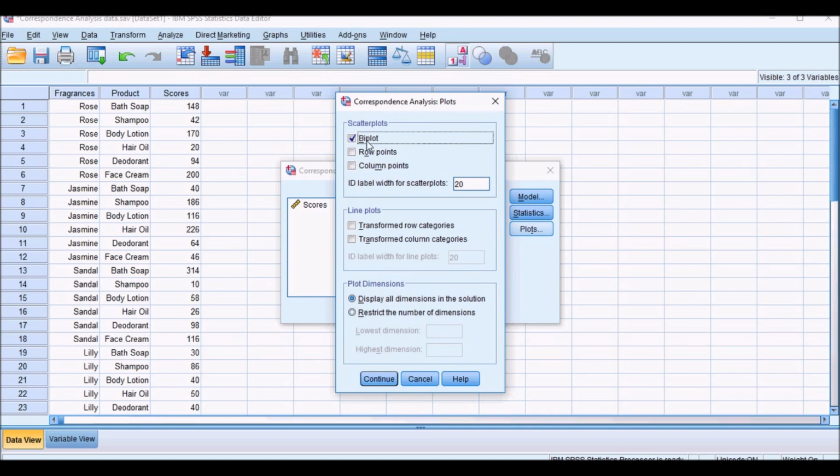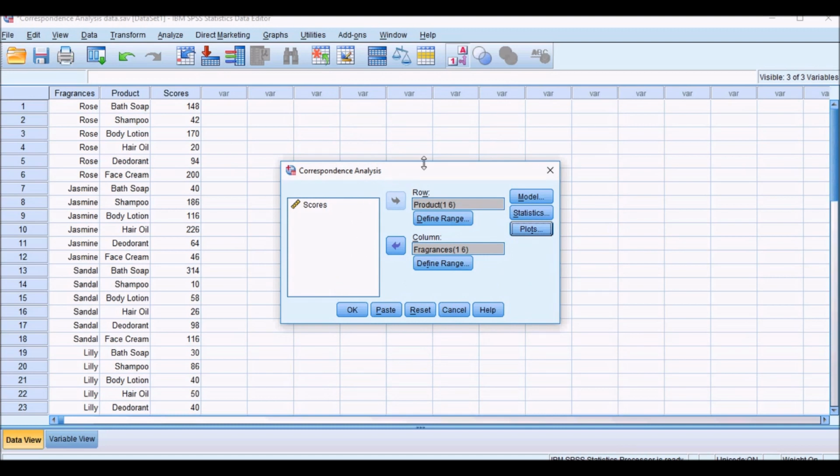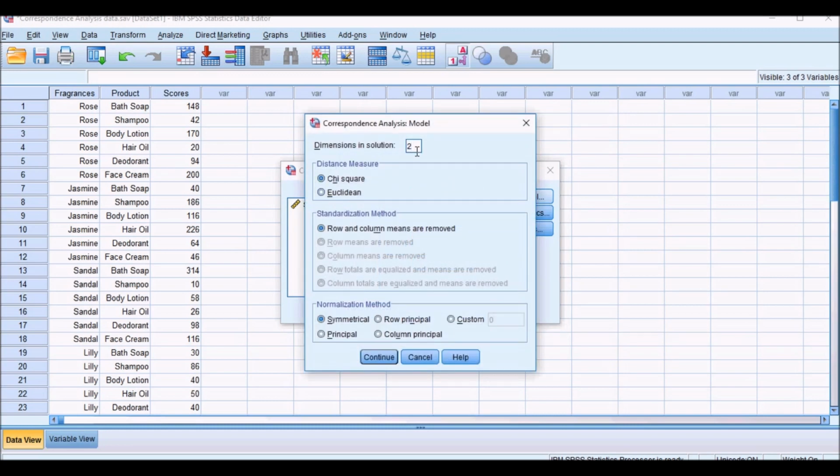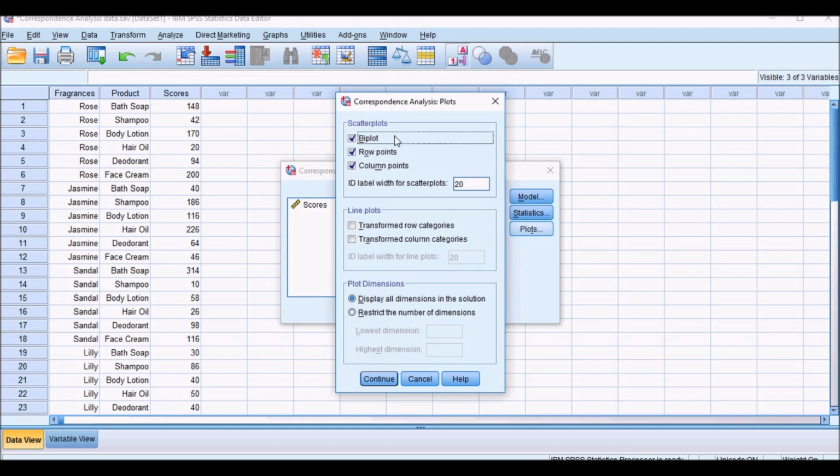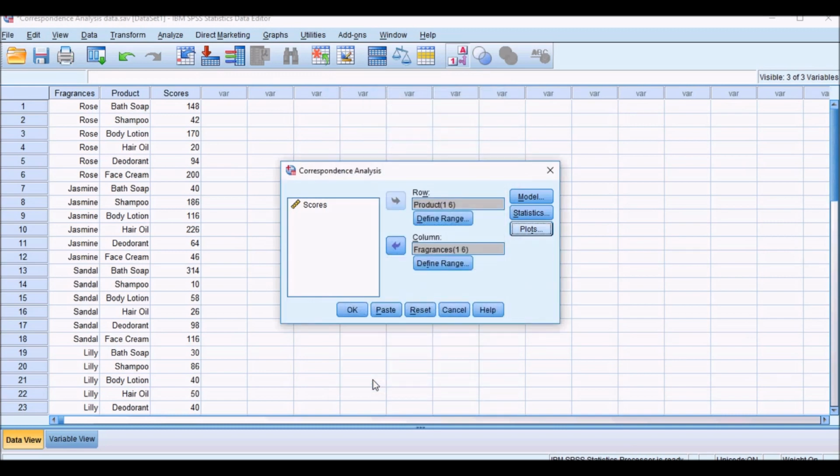Biplot. A biplot is a combination of two nominal datasets. I can have it only for rows, that is product, or for columns separately. Say continue. Now in this window, I have taken product as row, and column as fragrances. In the model, I have taken dimensions as 2 and the normalization method as symmetrical. For plotting, I have taken the row plot and the column plot also. Say continue, and OK.